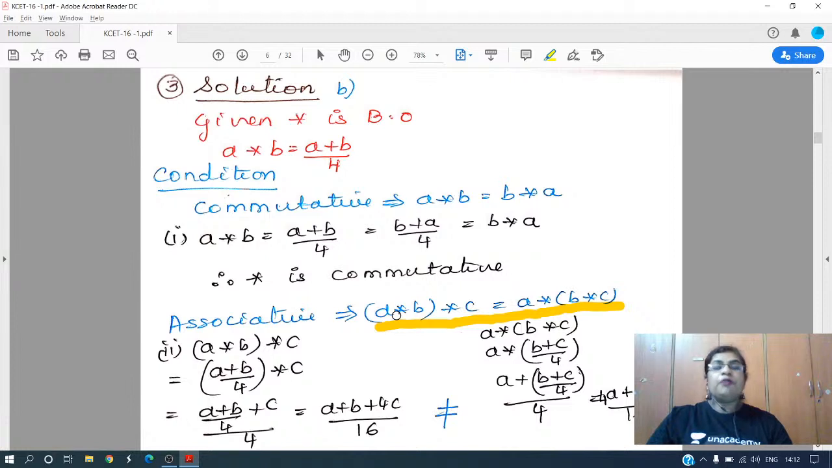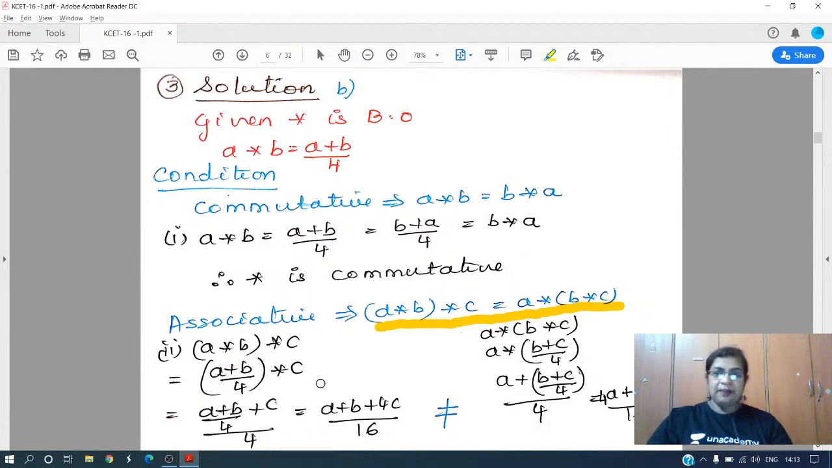Before I start, let me tell you, wherever you find a bracket, you have to use the definition there first. What is the definition given? A star B is nothing but (A plus B) by 4. Okay, let's start with the left hand side. So, (A star B) star C. A star B is nothing but, use the definition inside the bracket, so that is (A plus B) by 4.